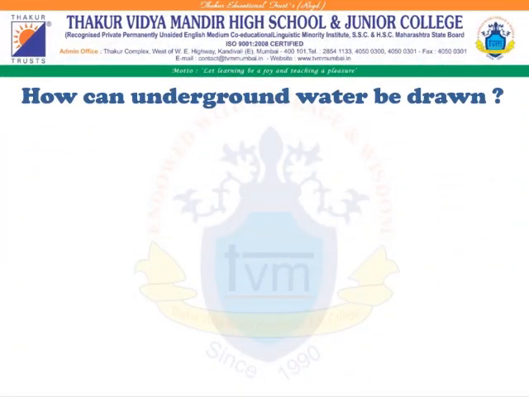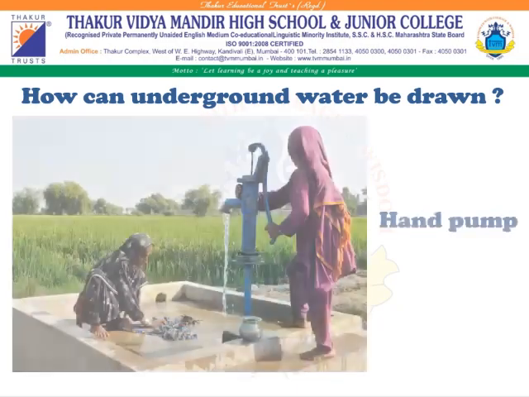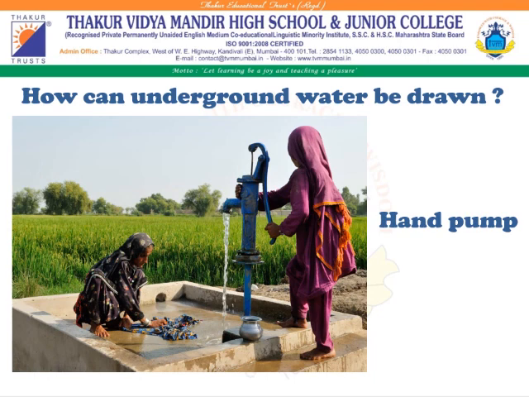How can underground water be drawn? Yes, it can be drawn with the help of wells, tube well and hand pumps. As all these are used to obtain the water that seeps into the ground. That is, we can pull out the underground water by using this means.